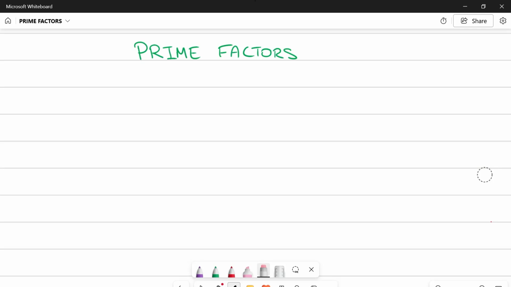Good day. Today we're going through prime factors. The prime factors are just the factors of a number that also happen to be prime numbers. So first let's recap what a factor is.